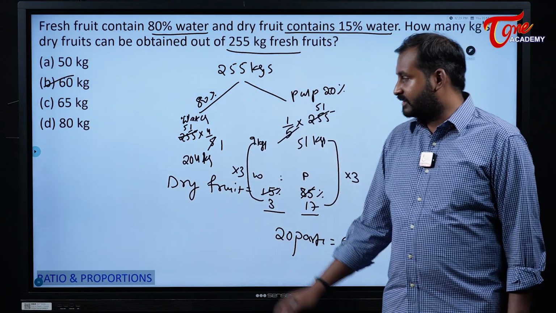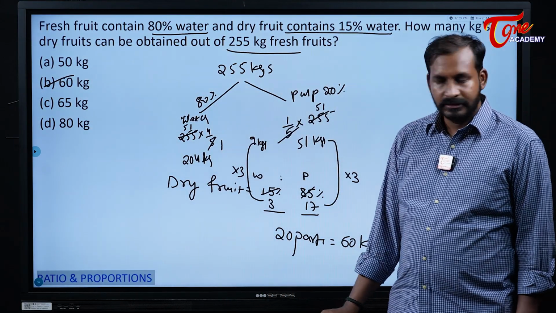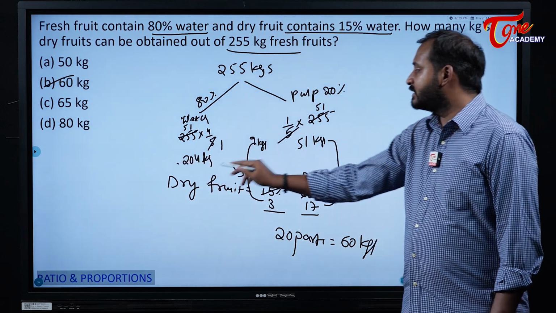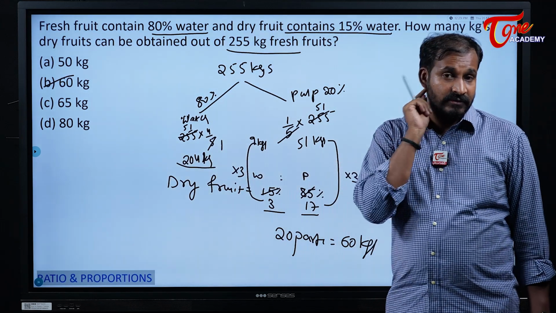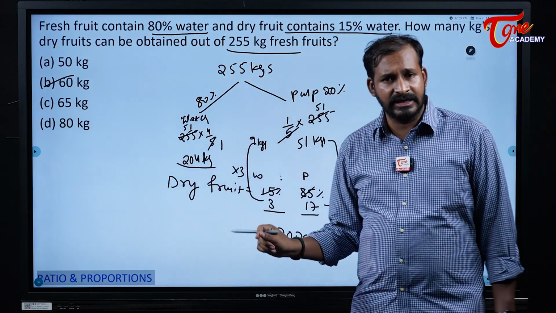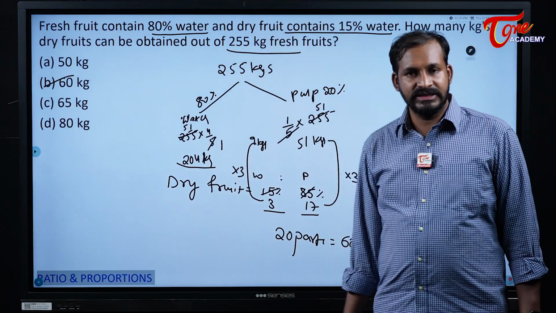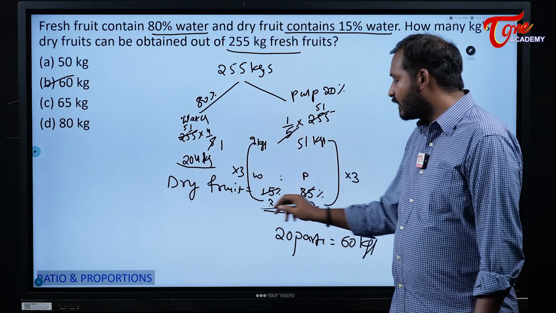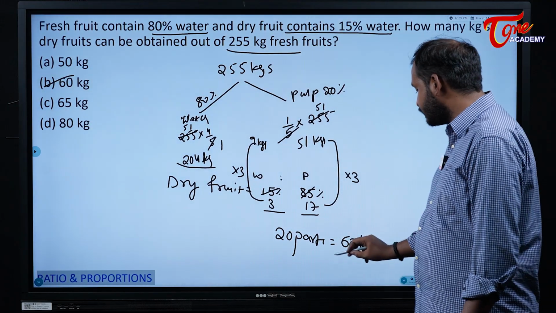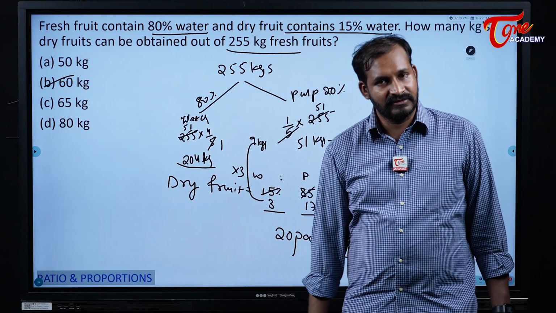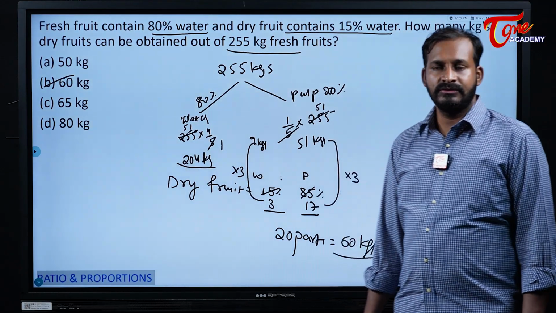So, first of all I calculated the pure pulp. Okay, pure pulp is 51 kgs. But in dry fruit, pure pulp will be of what category? 17 parts. If 17 parts is 51 kgs, what about the total dry fruit quantity? 20 parts. 20 parts will become how much? 60 kgs for me here. Okay, understood? Next one.